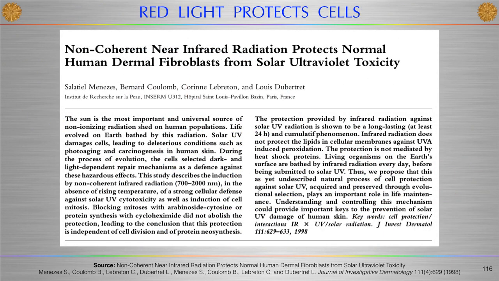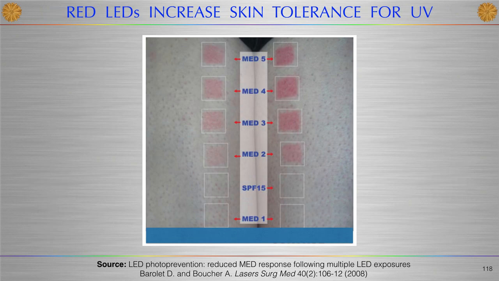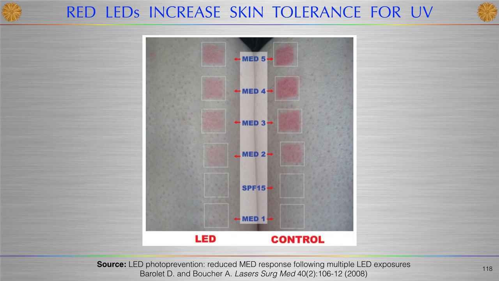Red light protects cells, for example, dermal fibroblasts. Red light enhances cellular resistance to UV. I talked about the preconditioning of the skin. Here you see a light stair, which means determining the MED, the minimal erythema dose. On the left side, the skin seems to be much more tolerant to the same UV dose compared to the right side. And the reason is that the left side had been pre-irradiated with LED light in the range of 620 to 630 nanometers. And this made the skin more resistant to the ultraviolet radiation.